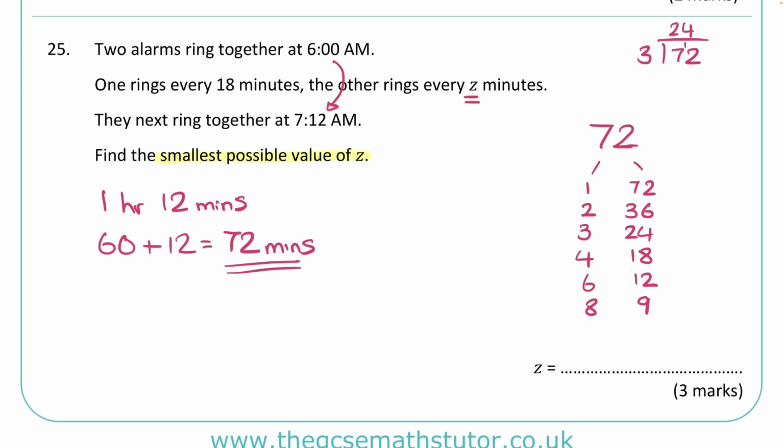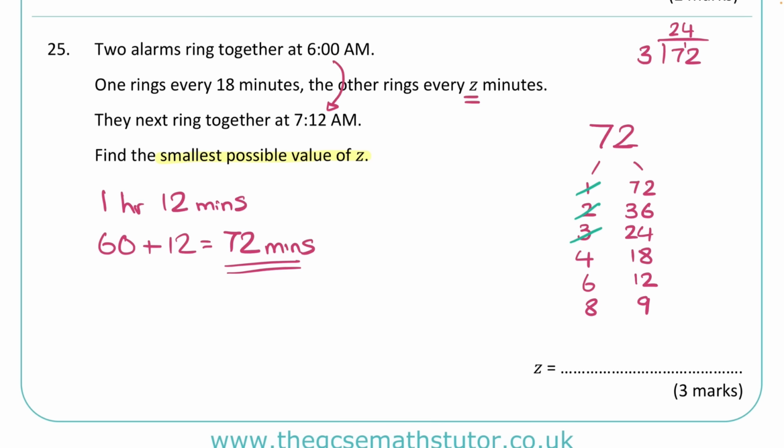So if it was every 1 minute that the other alarm went off, then they would, of course, ring after 18 minutes together. So it's not 1. 2 would also ring after 18 minutes. So it's not that one. 3 would also ring after 18 minutes because that goes into 18. 4 is the first one that we're going to have to test.